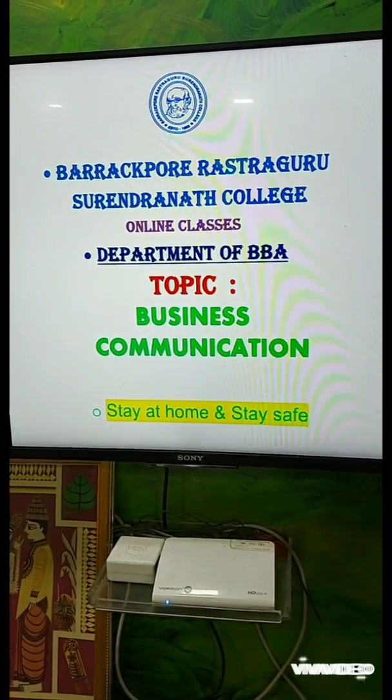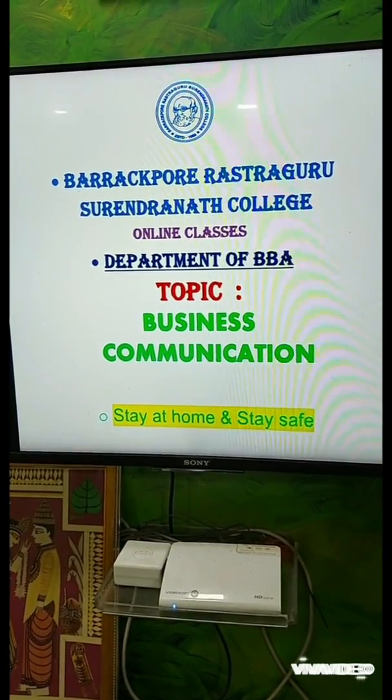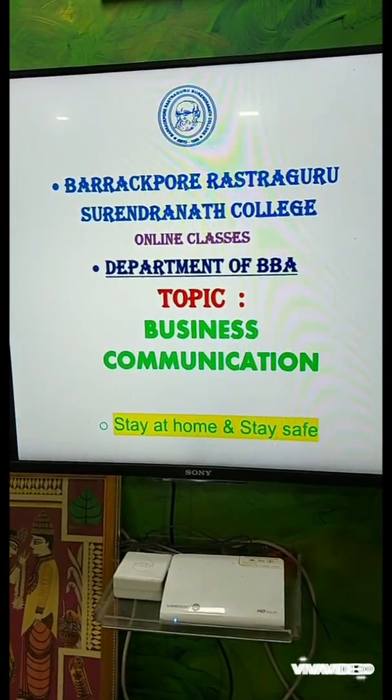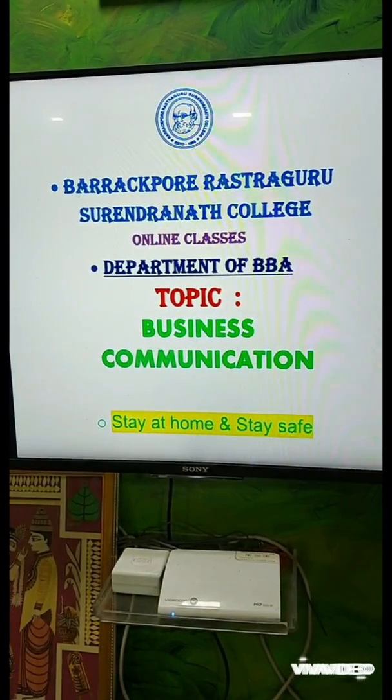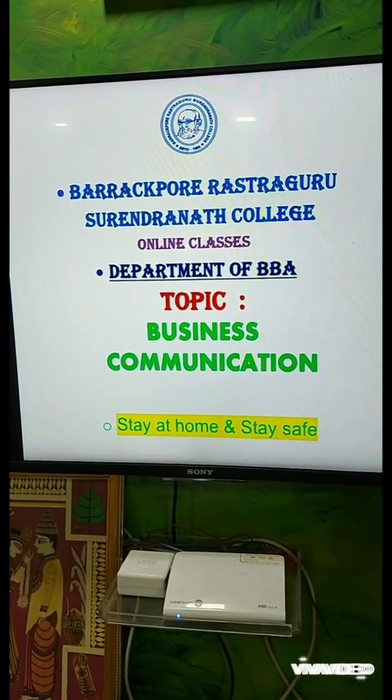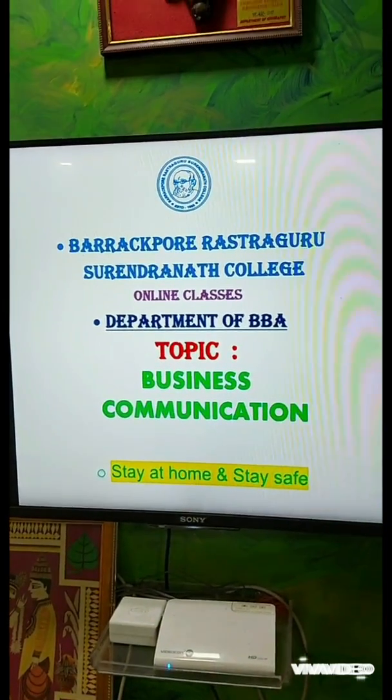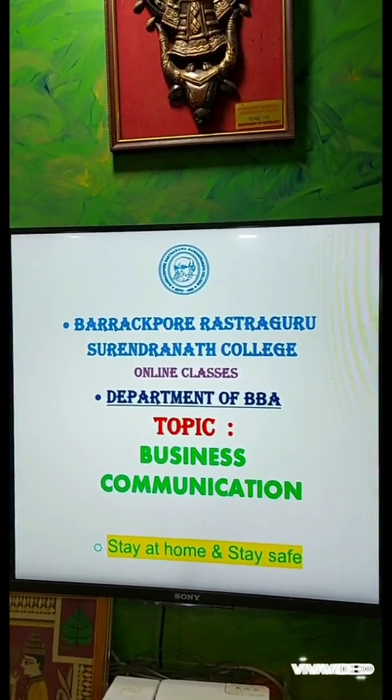Next point is informal communication. Informal communication refers to the communication which takes place on the basis of informal relations among people in the organization. It arises due to the personal needs of the members of an organization. It does not follow any officially established chain of command.